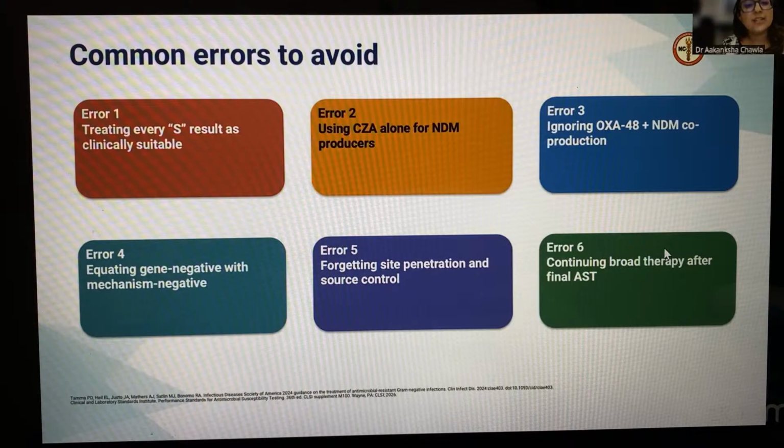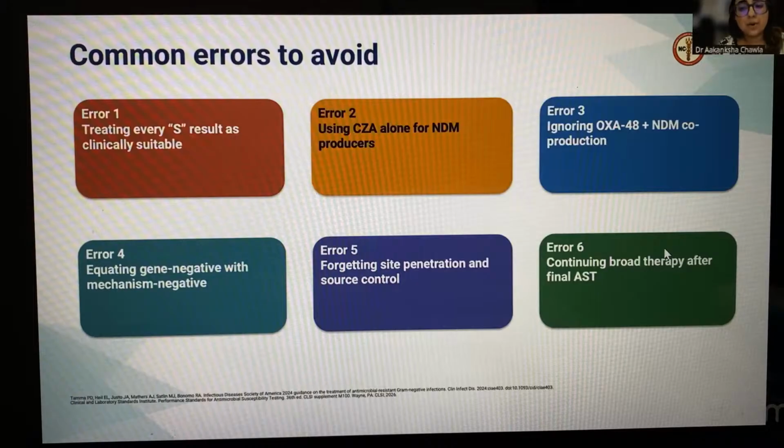Then equating gene negative with mechanism negative. It is not necessary. Both of them can coexist. If the gene is negative, there could be another mechanism which is causing resistance. So you cannot just rely on the genes being negative and assume this patient is susceptible. You will not achieve the desired outcome. Then forgetting site penetration and source control. I just talked about this. I think I've told enough about source control and site penetration.